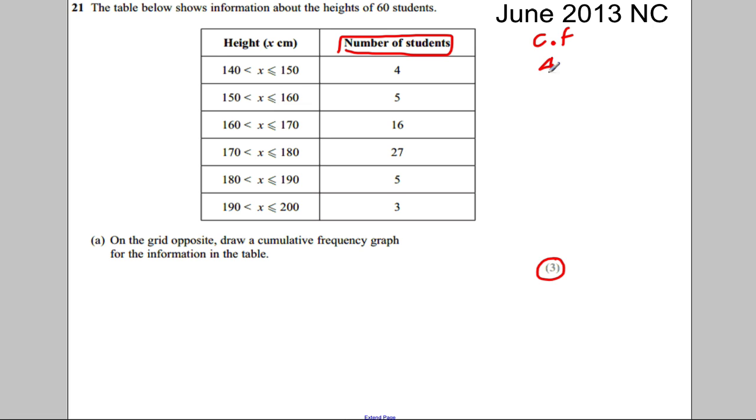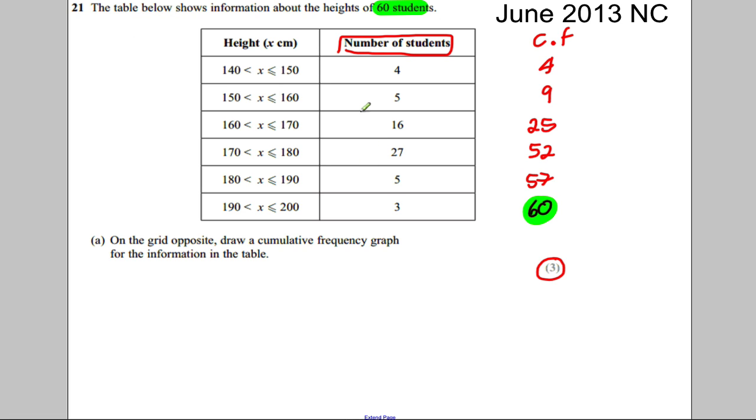What goes here? 4. What goes here? The answer to 4, add the 5, which is 9. What goes here? 9 add the 16, which is 25. What goes here? The 25 add the 27, which is 52. What goes here? 52 add the 5, which is 57. And what goes here? The 57 add the 3, which is 60. Okay, so you know you've kind of done it right when you've got 60 and it was 60 students.